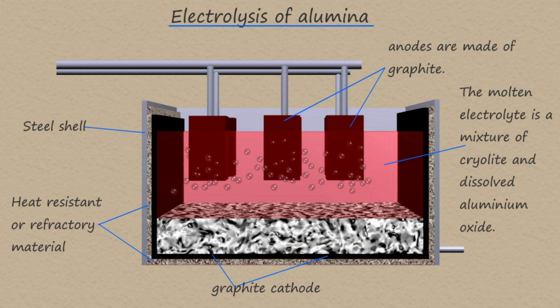Now the electrolyte consists of a mixture of molten cryolite and dissolved aluminium oxide at a temperature of about 950 degrees Celsius. Fresh alumina and cryolite are added to the top of the cell regularly using large hoppers, which are not shown in the diagram. Now aluminium metal, which forms at the cathode, has a melting point of 660 degrees Celsius, and since the cell operates above this temperature, the aluminium which is formed will be in a liquid state, and so it will be easy to remove from the cell.